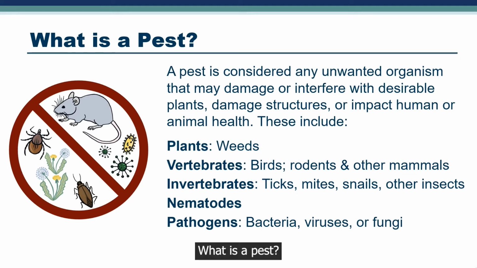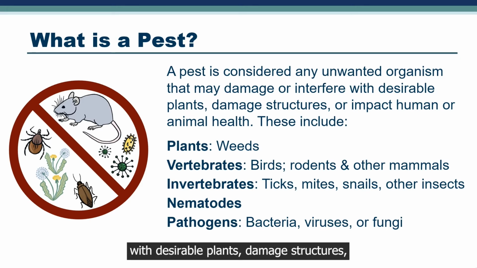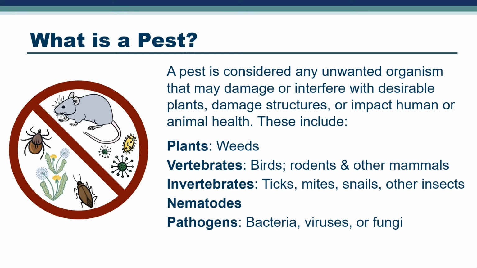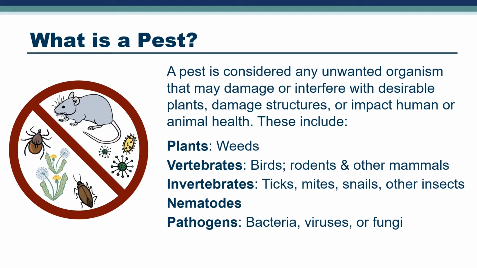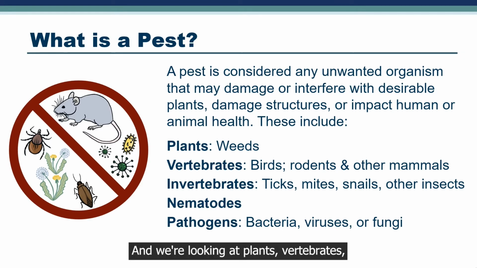What is a pest? A pest is a very broad category. It's any unwanted organism that may damage or interfere with desirable plants, damage structures, or impact human or animal health, and also may cause some sort of economic harm. And we're looking at plants, vertebrates, invertebrates, nematodes, and pathogens.